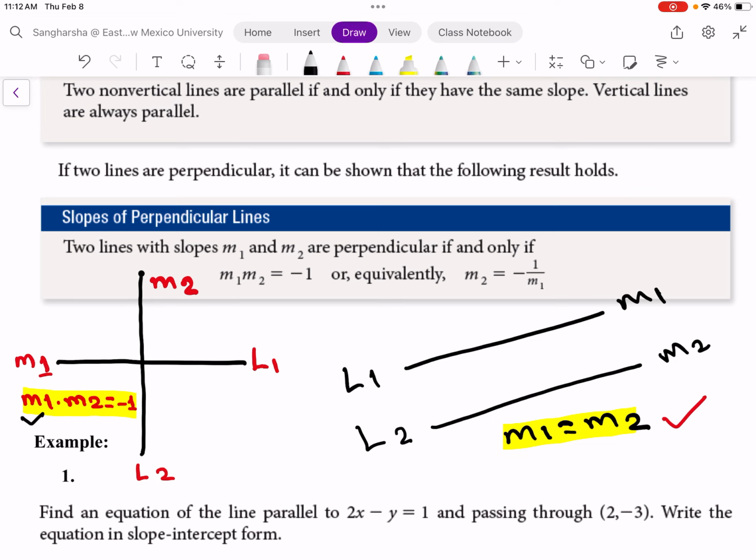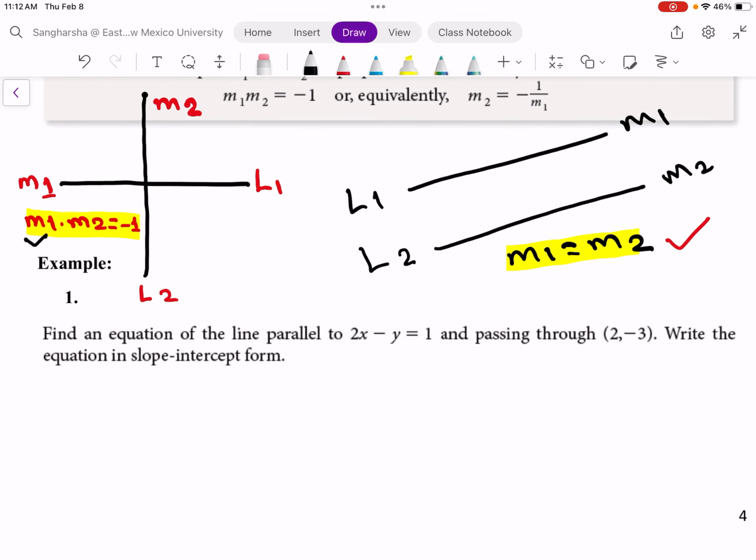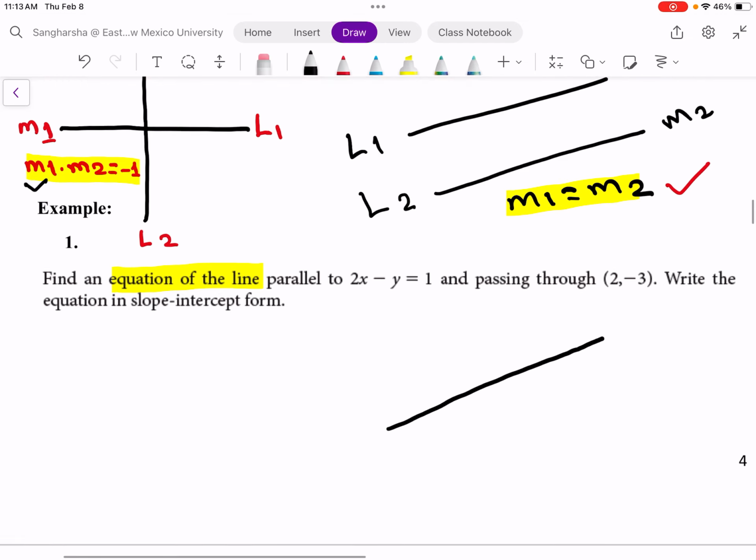Now let's use this concept for our example here. We need to find the equation of a line. Let me draw that line. This is our line, and we need to find the equation of this line. And this line is parallel to 2x minus y equals 1. We are trying to find the equation of this line, and we know this line is parallel to 2x minus y equals 1.